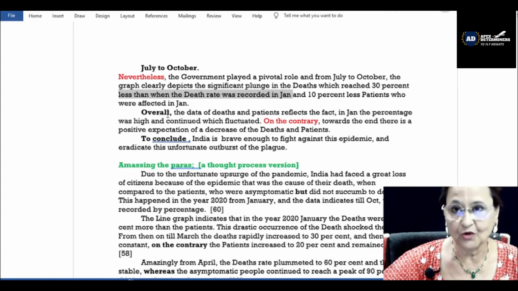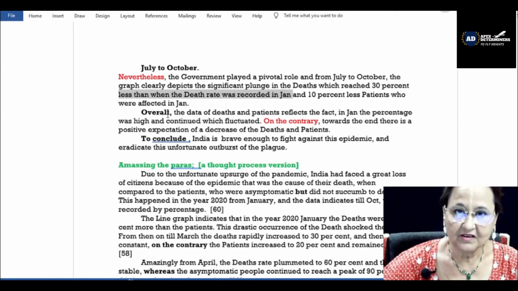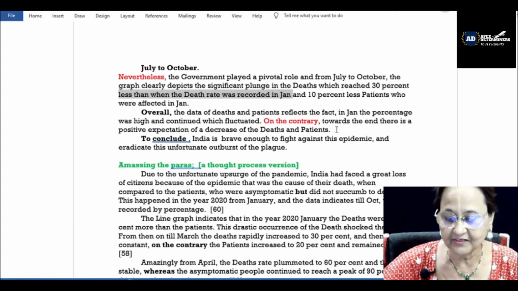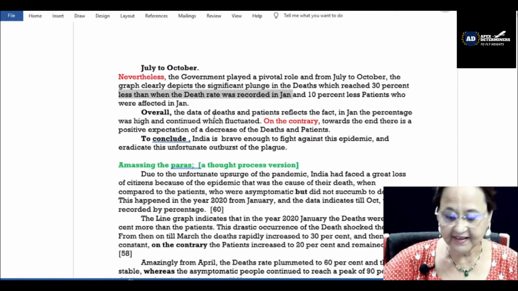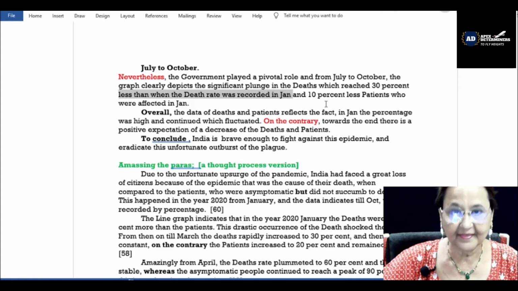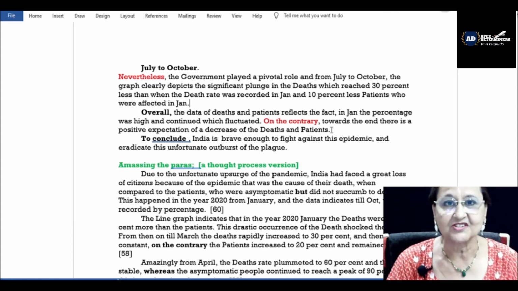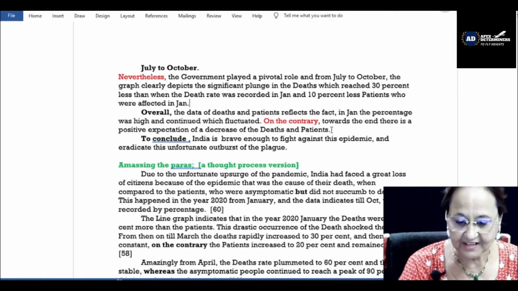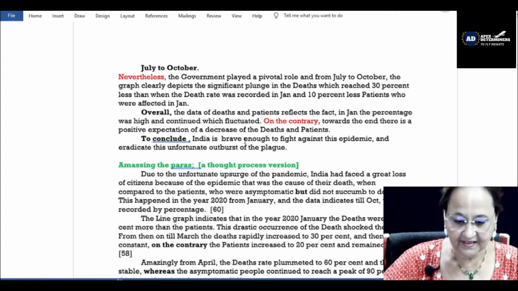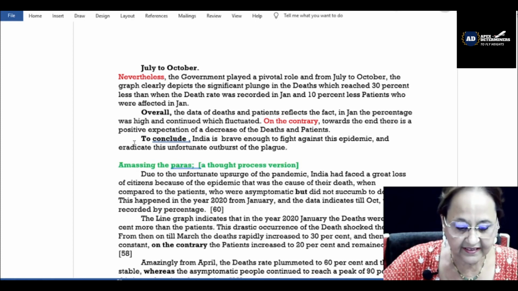Okay. Now we are coming to the overall. Overall is the perception of what you have understood from the graph, the main information. The data of deaths in patients reflects the fact in January, the percentage was high and continued, which fluctuated. On the contrary, comma, towards the end, there is a positive expectation of a decrease of the deaths and patients. That is absolutely clearly mentioning the fact that this is actually what the graph is referring to or indicating. And that's why you have mentioned that. And to conclude, India is brave enough to fight against this epidemic and eradicate this unfortunate outburst of the plague.